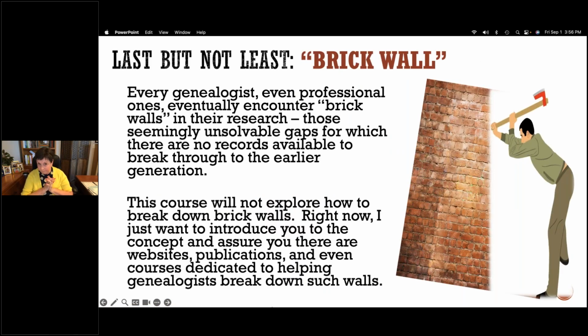Last but not least, brick wall. Every genealogist, even professional ones, eventually encounters brick walls in research, those seemingly unsolvable gaps for which there are no records available to break through to the earlier generations. This could be because you've run out of online records. The records you need aren't available, or they are not yet available to the public. You face maiden and other name mysteries. The records you need have been destroyed. The only records you can find are compiled genealogies, or you've run out of American records. There are lots of reasons why a genealogist confronts a brick wall.